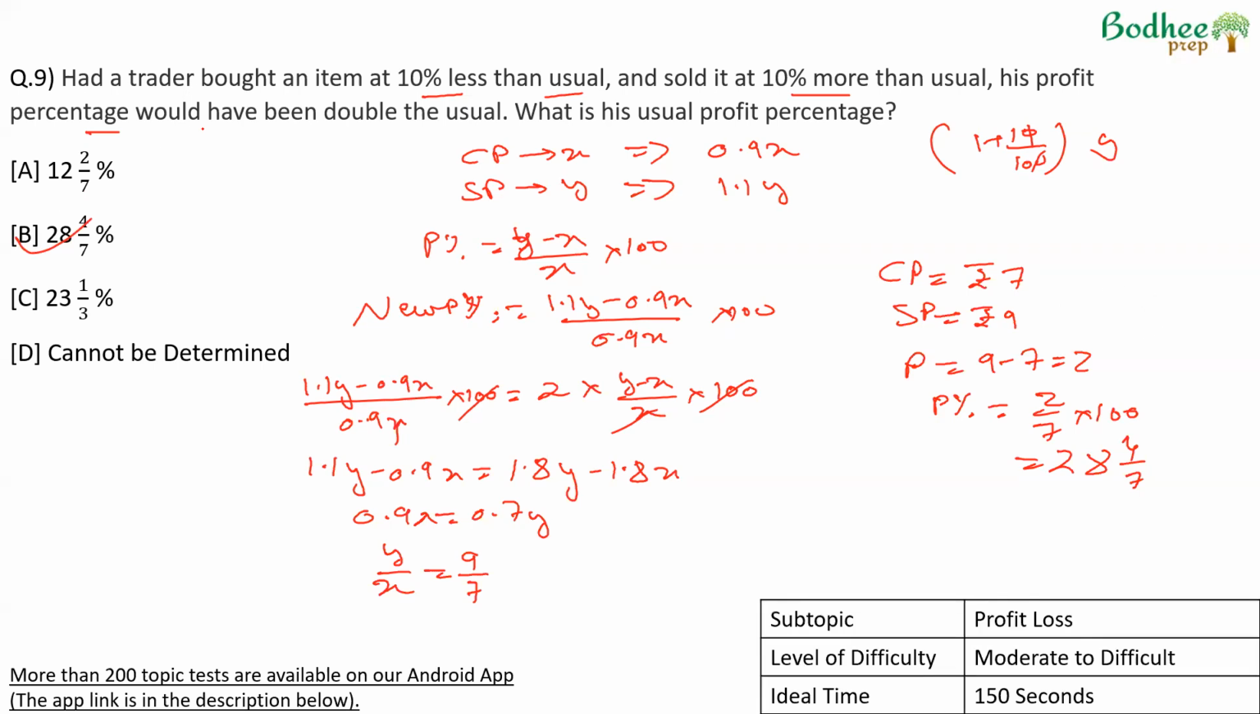Again, I think moderate to difficult question here, because dealing with variables mostly cannot assume value. Secondly, double the profit percent, there is always a chance of confusion happening. Therefore, moderate to difficult. But I think once the solution starts, the solving time should not be more than 2.5 minutes.